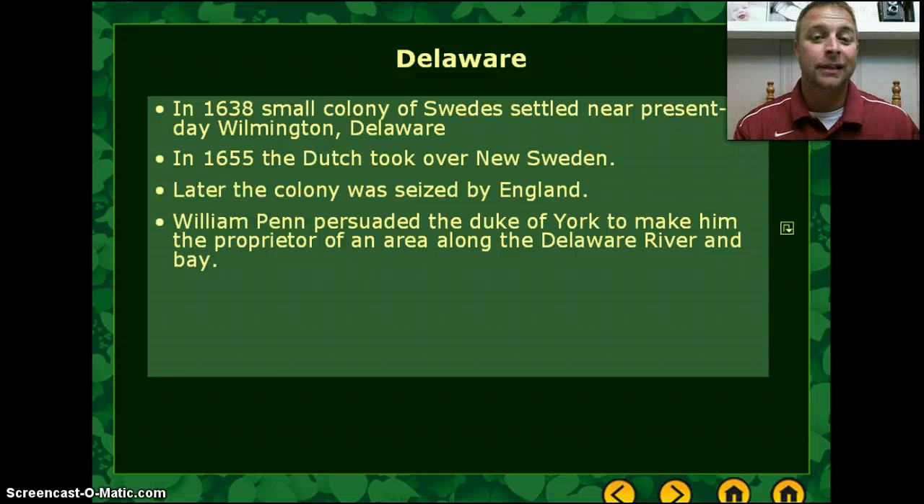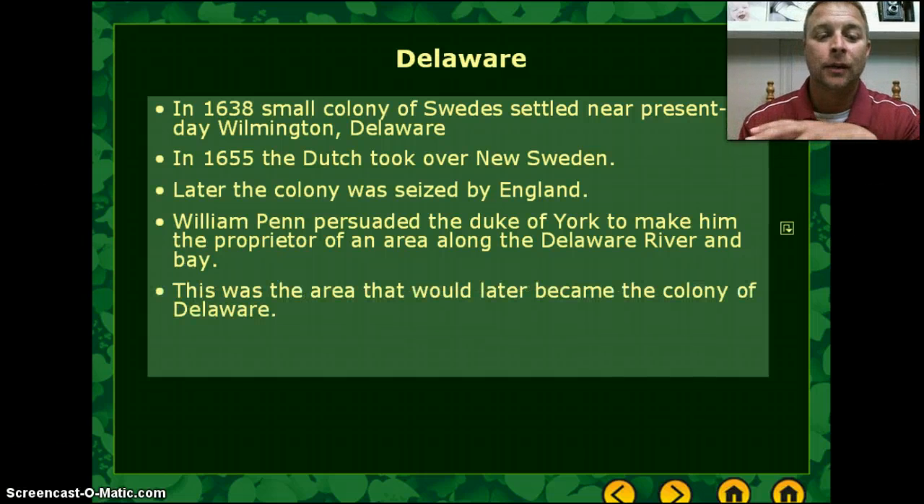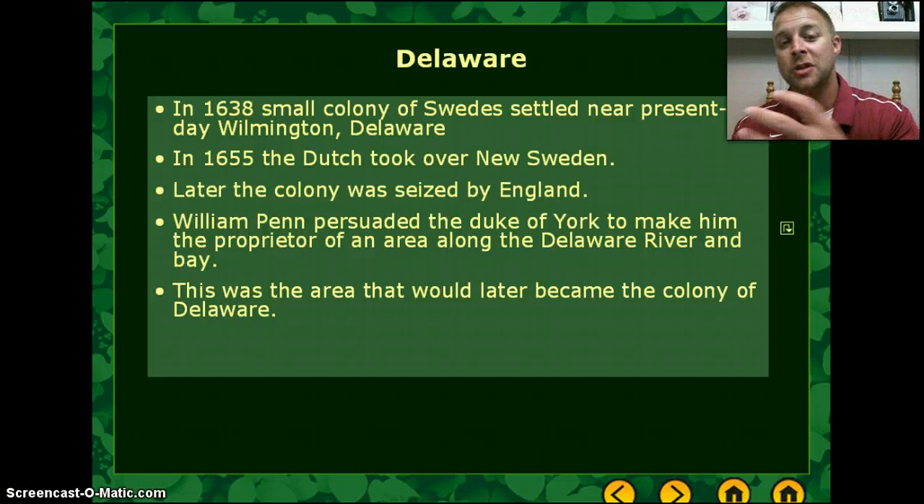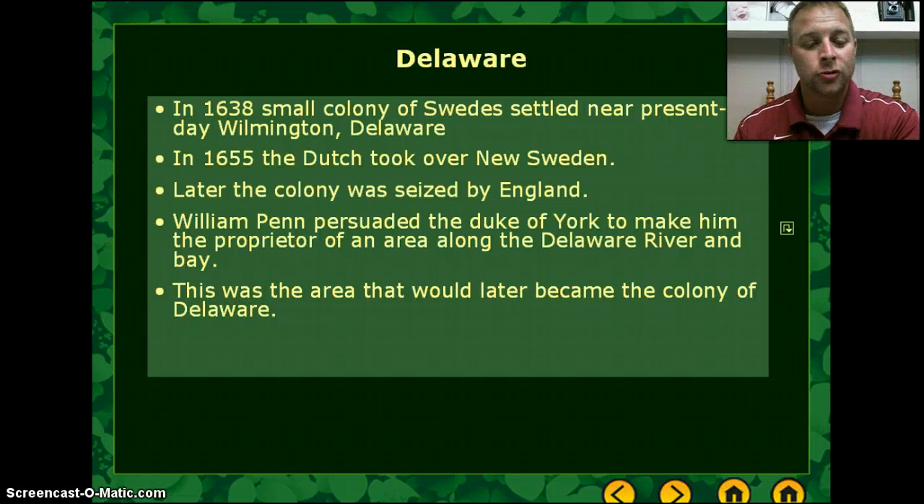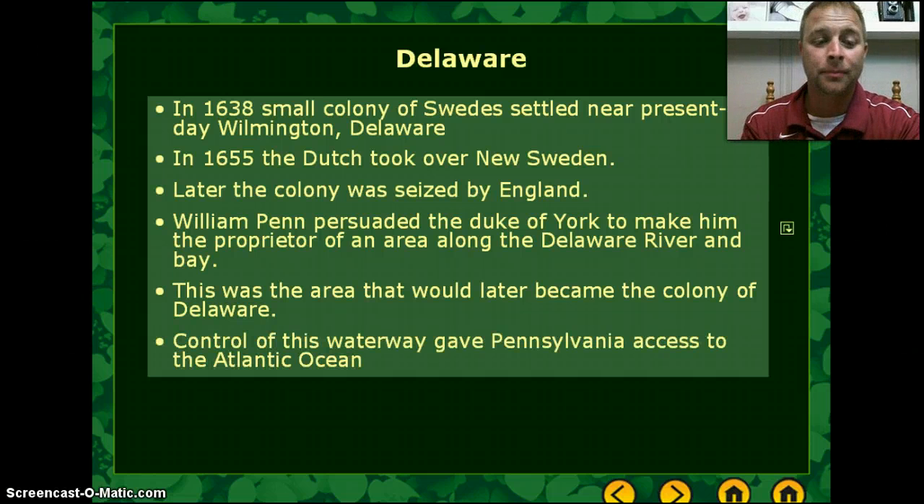William Penn actually gets the Duke of York to make him the proprietor of an area along the Delaware River and Delaware Bay. And this was the area that later becomes the colony of Delaware. So you see it's changing hands as well, ultimately controlled by England. This is important to Penn because it gives Pennsylvania control of a waterway that gives Pennsylvania access to the Atlantic Ocean.